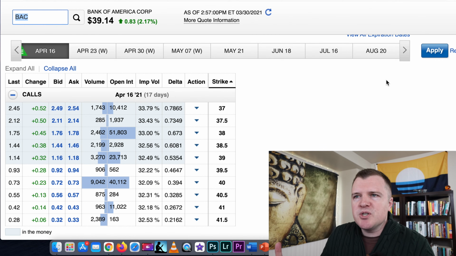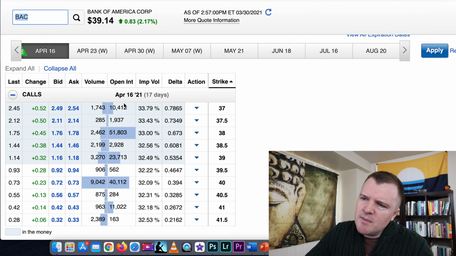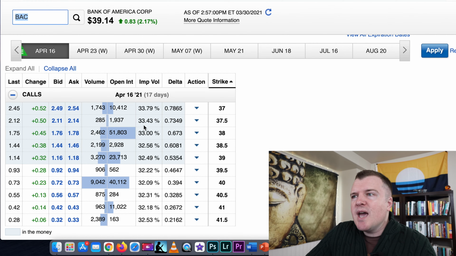So here is the option chain for April 16th. This is 17 days in the future, and it shows me about 10 strike prices. And the closer you get to an expiration date, the more it's going to give you these closer strike prices. So we have 37, 37.50, 38, 38.50. Bank of America's share price right now is at $39.14.